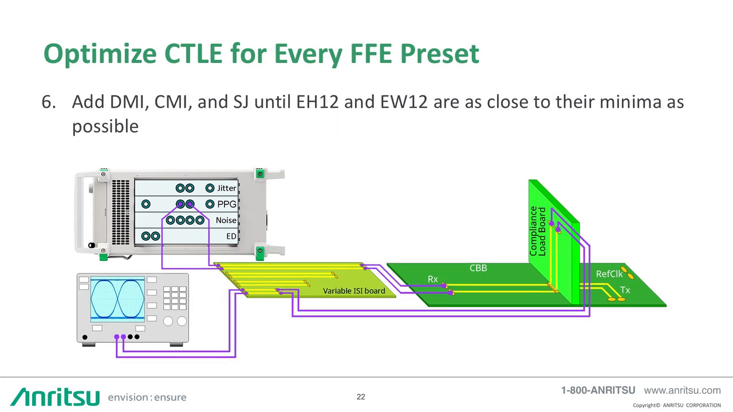Finally, in step 6, we add the differential mode and common mode interference and sinusoidal jitter until the I height and I width are as close to their minimums as possible, and it won't take much. The stressed eye is now, at last, calibrated.